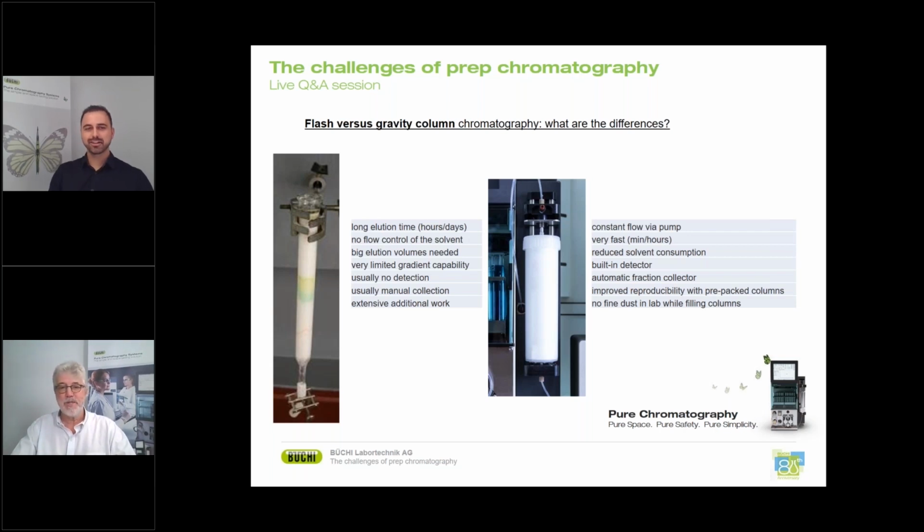Ready for the next question, Bart? I am. Okay, so this is from the Philippines. It's about sample loading. The question is, what is the range of amount of sample loading in the prep HPLC column? What degree of purity is required for prep HPLC?